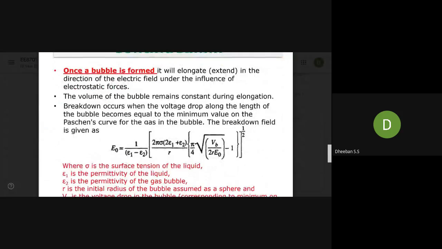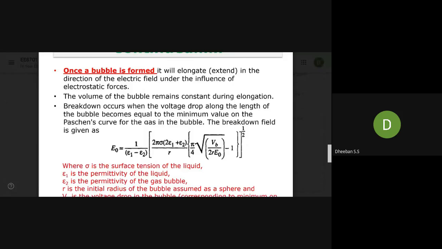So next, at the first step, what happens is that there will be a formation of a bubble. If the bubble forms due to the impurity, or the air bubbles, which might also be considered a form of impurity, then what happens? This formed bubble will tend to elongate. It elongates along the direction of the field. But the volume of the bubble remains constant during the elongation. So the bubble length increases, but the volume will be the same.